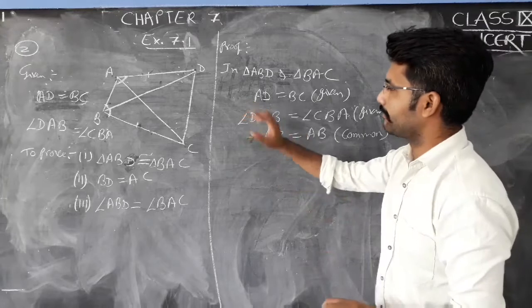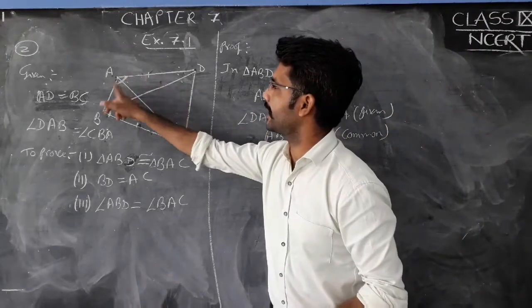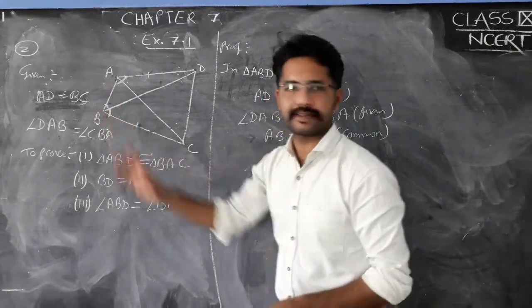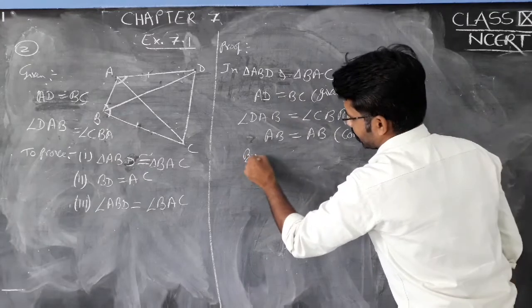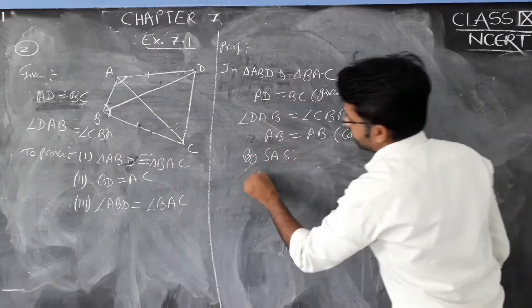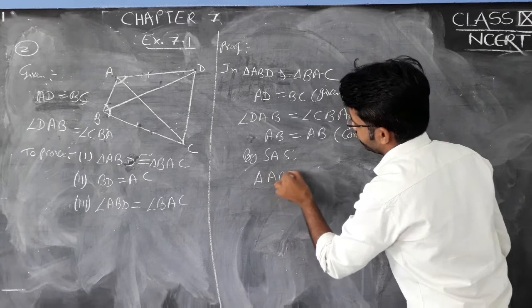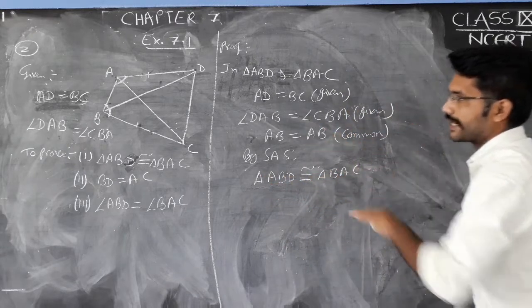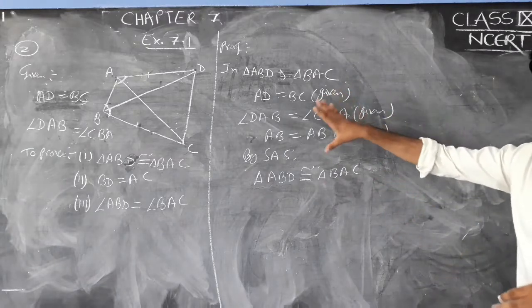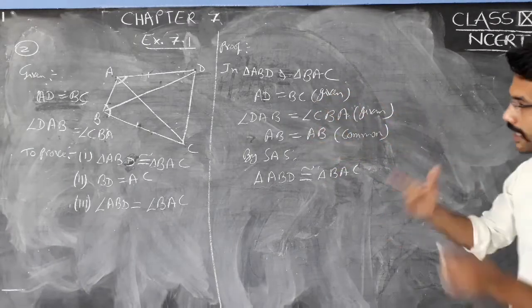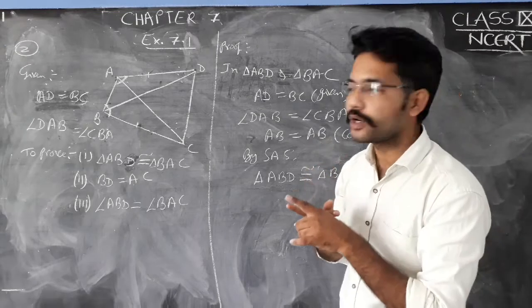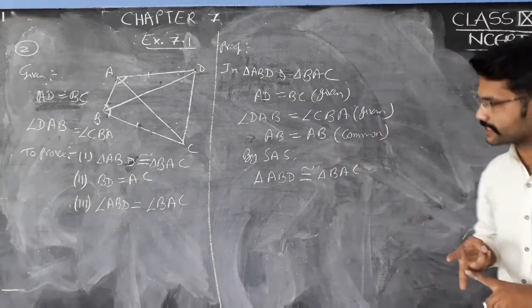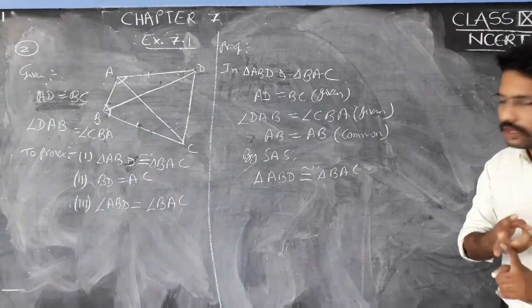So here we have proved first side, then angle, then side. Here also side, angle, and side. So again by side, angle, side, triangle ABD will be congruent to triangle BAC. The two triangles will be congruent because we have shown three things equal. If these two triangles are congruent, then the remaining parts of these triangles would also be equal.